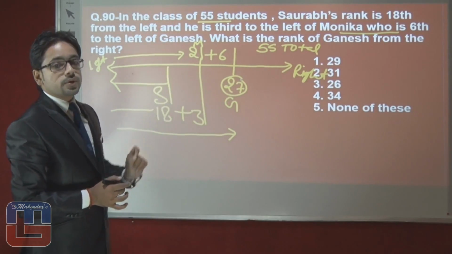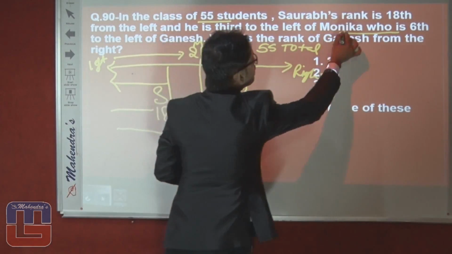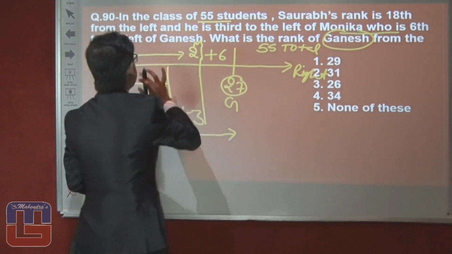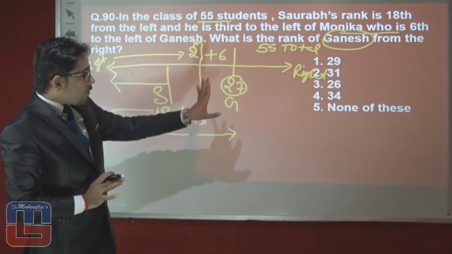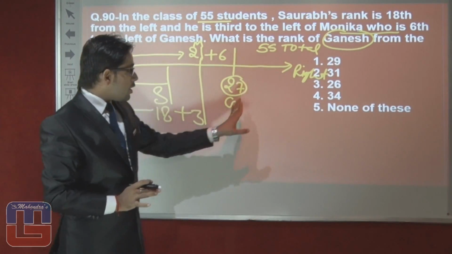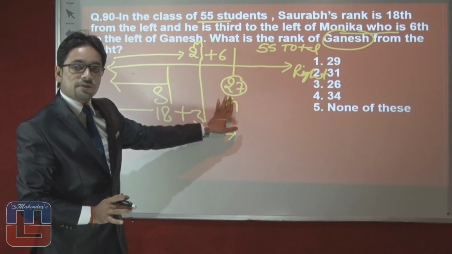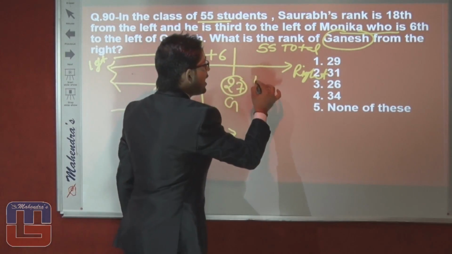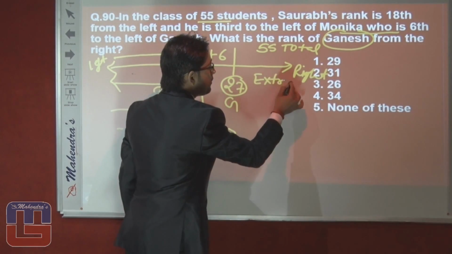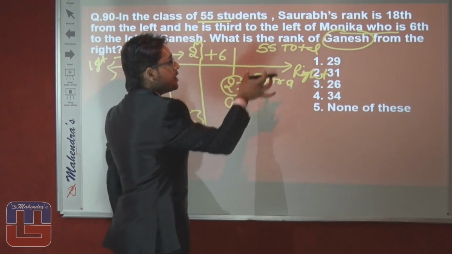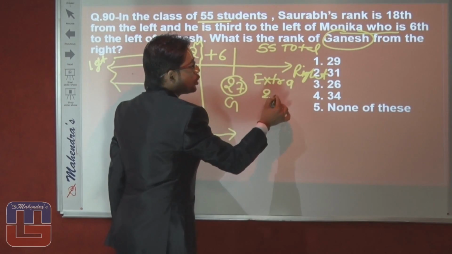Now the examiner wants to know the rank of Ganesh from the right-hand side. The total number of students is 55. The rank of Ganesh, which I have already found, is 27 from the left. Now we have to find how many students are extra. So the extra students we can easily find: 55 minus 27.